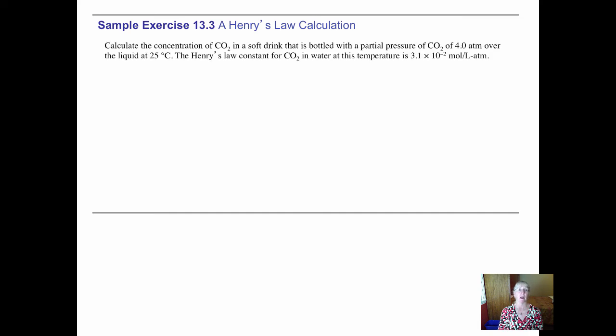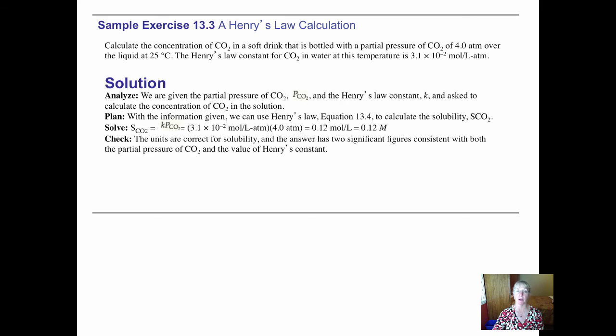So let's do this simple Henry's law calculation, and then we're done. Very easy. You're asked to calculate the concentration of carbon dioxide in a soft drink that is bottled with a partial pressure of 4.0 atmospheres. So the CO2 over the water is 4.0 atmospheres. They give you the temperature, which they have to specify, because the Henry's law constant for CO2 in water at that temp is in moles per liter atmosphere. So we have our two values.